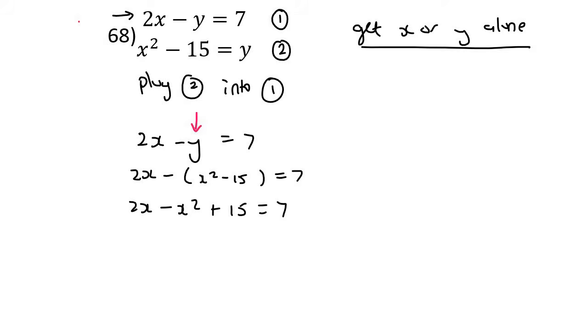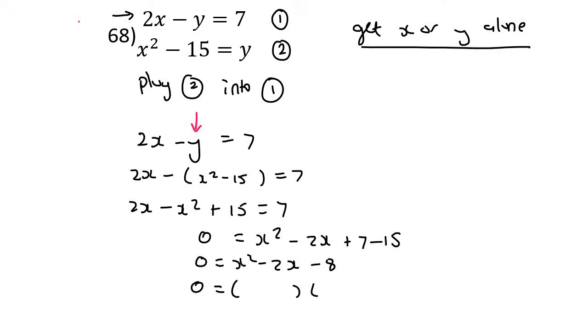So I'm going to bring everything to the right hand side. And so that's going to give us x squared minus 2x, and then plus 7 minus 15 is negative 8. Now this can be factorized nicely as x minus 4 and x plus 2. And so therefore x is 4 or x is negative 2. But now that's not the final answer, because the point of a simultaneous is to get x and y.